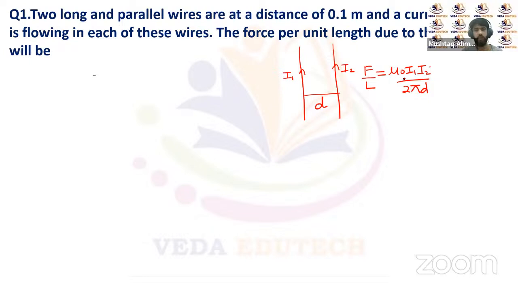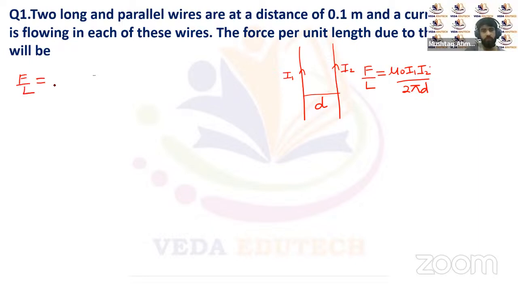In the same fashion, we have been given two long and parallel wires at a distance of 0.1 meter, and a current of 5 ampere is flowing in each of these wires, right? So the separation between the two wires is 0.1 meter, and the current flowing through each wire is 5 amperes. The force per unit length due to these wires will be, right? We can calculate it directly by using this equation.